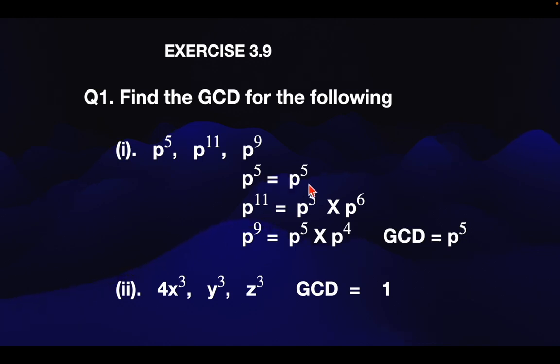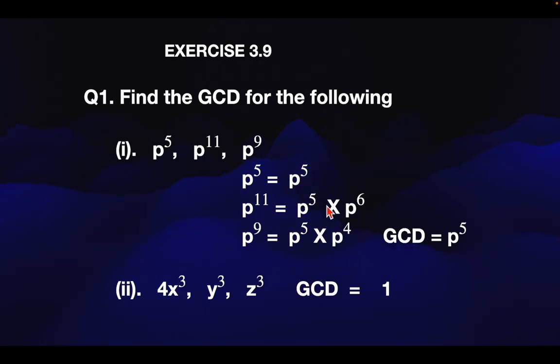If you simplify it, I have done this for your understanding. See here, P raised to 5 is equal to P raised to 5. P raised to 11, we can write as P raised to 5 multiplied by P raised to 6. When you multiply these two exponents, when the base is same, you add the indices. So P raised to 11 is equal to P raised to 5 into P raised to 6. P raised to 9 is P raised to 5 into P raised to 4. So what is the greatest common divisor? That divisor should be common for all three polynomials. It is P raised to 5.